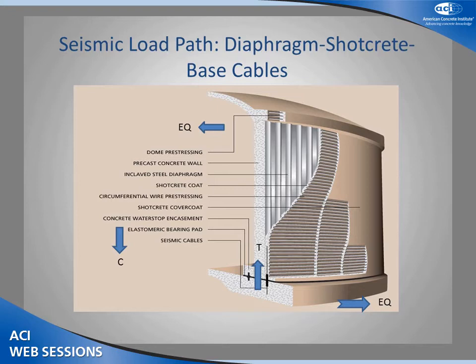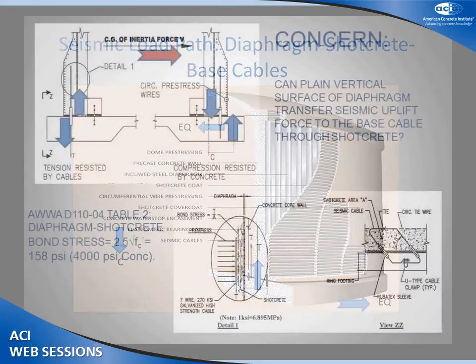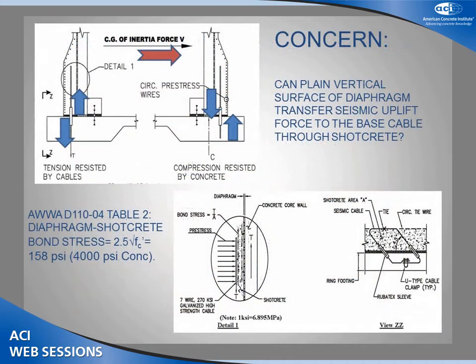forces here. And if you look at this diaphragm, it has ribs running in vertical direction. So in horizontal direction, you have mechanical interlock between concrete and diaphragm, shotcrete and diaphragm, which is pretty strong. But in vertical direction, the surface is plane. So the question is, how do you transfer this uplift load?